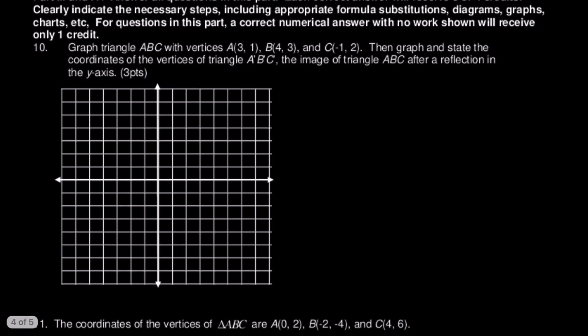All right, so it says graph triangle ABC with vertices A is 3, 1. So I'll do this one at a time. A is 3, 1. Let's plot that point first. Okay, so there's A. B is 4, 3. 1, 2, 3, 4. 1, 2, 3. There's B. And C is negative 1, 2. That's over here. There's C. And let's connect those.